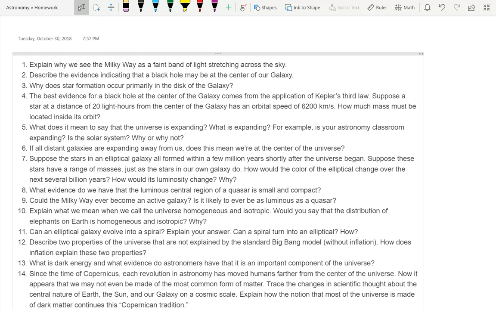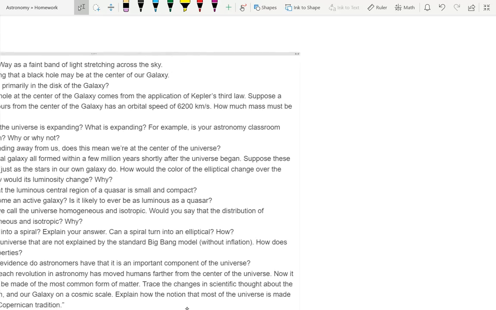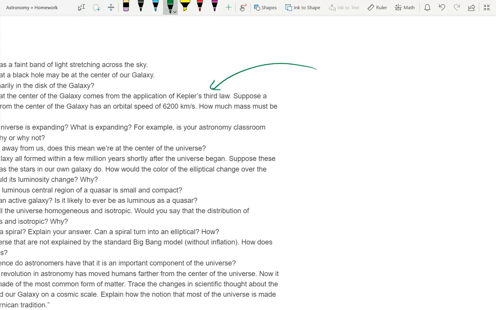The best evidence for a black hole at the center of the galaxy comes from the application of Kepler's third law. What's Kepler's third law? It's A cubed over P squared. I think it goes like this if you're using years, astronomical units, and solar masses. I think that's right. It could be the other way around, but I think that's right.